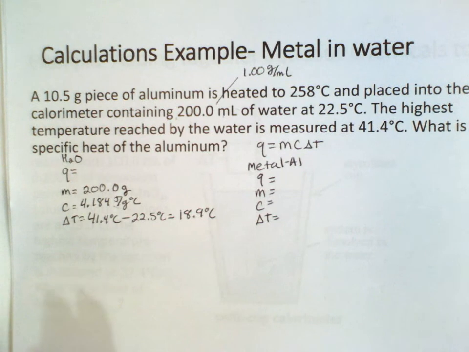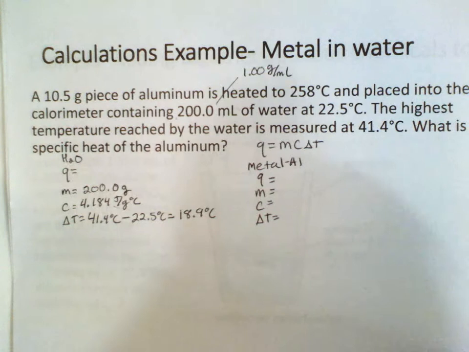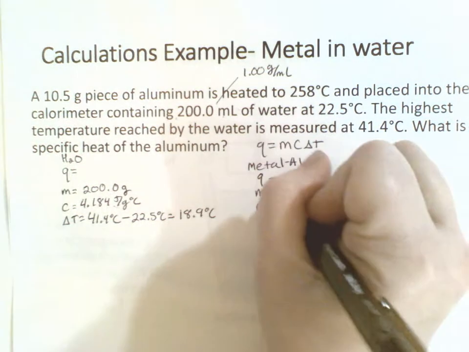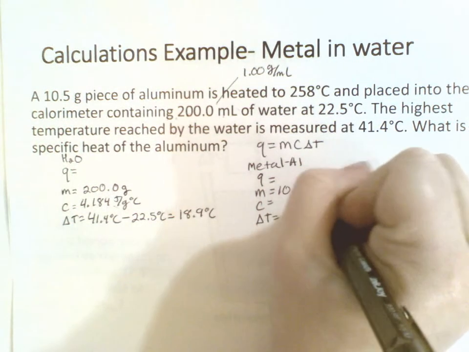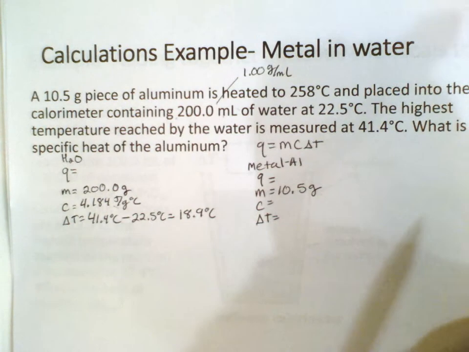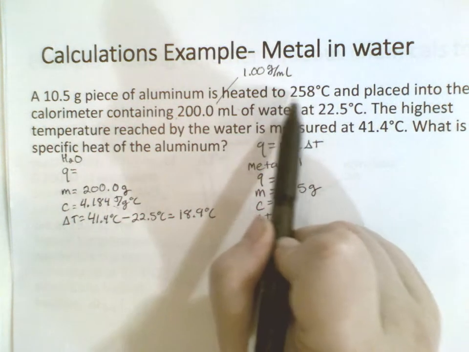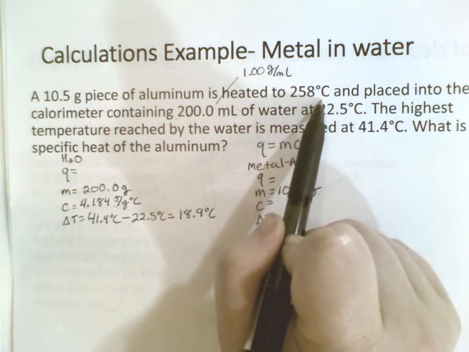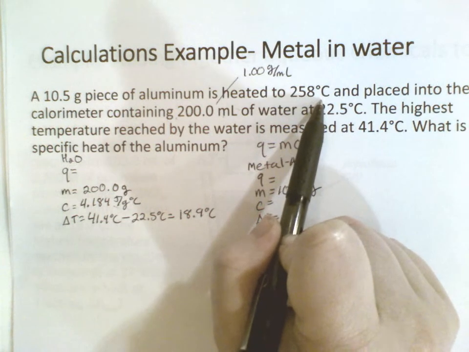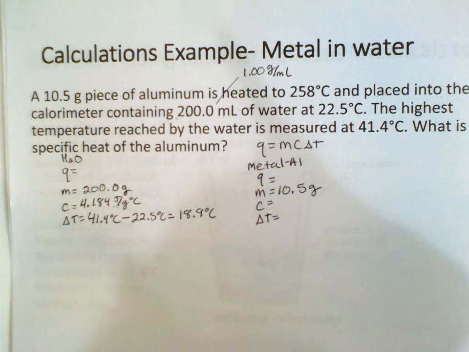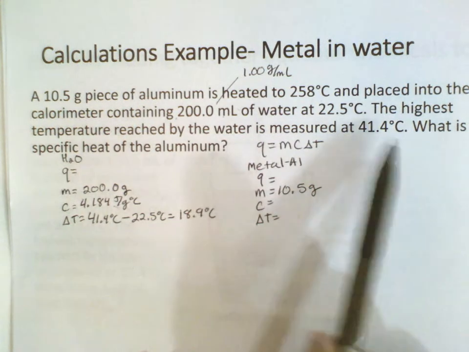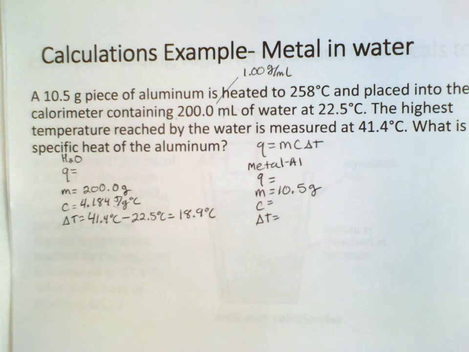So taking a look back at our question, we have that our piece of aluminum is 10.5 grams. We know that it starts at 258 degrees Celsius. And something we have to infer in this question, and we can in most of these questions, is it says that the highest temperature reached by the water was 41.4 degrees Celsius.